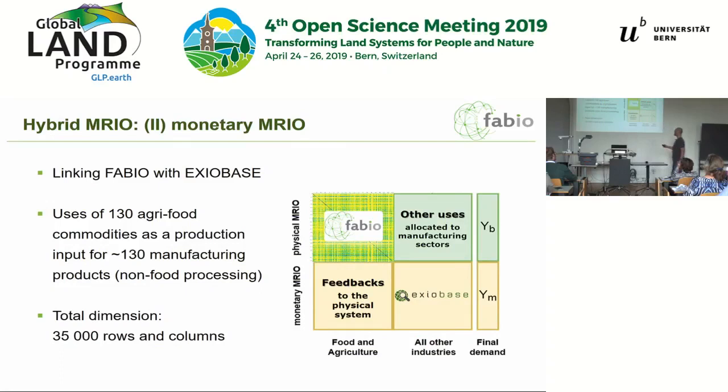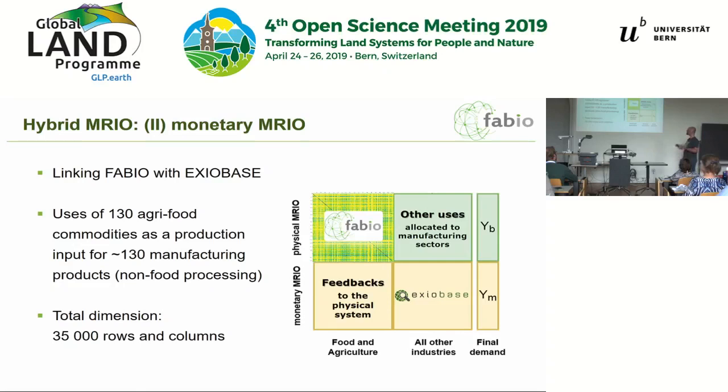Then in the next step, I link this physical MRIO with EXIOBASE, a monetary MRIO, but only for the so-called other uses. In the commodity balance sheets of FAO, other uses are defined as industrial non-food uses plus pet food. For example, the palm oil used for industrial processes, non-food purposes, is then allocated according to the use shares of vegetable oils in manufacturing sectors in EXIOBASE. Thereby, I can trace also these non-food supply chains until the final consumption.